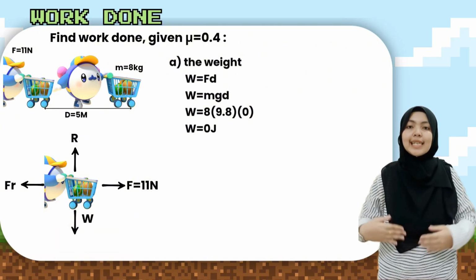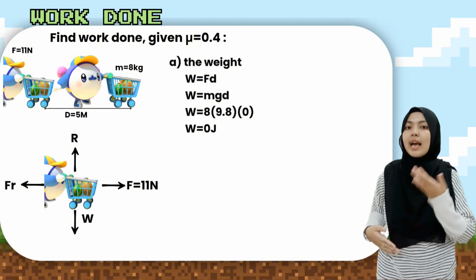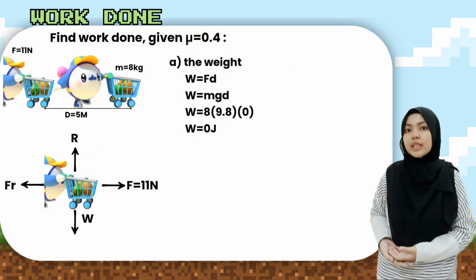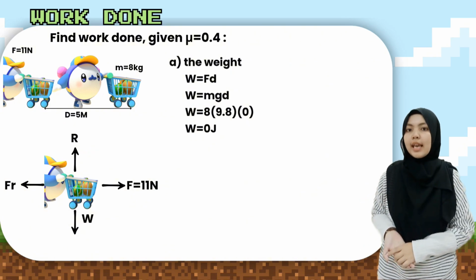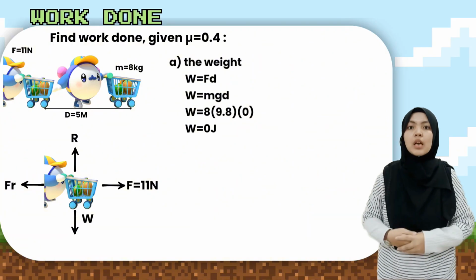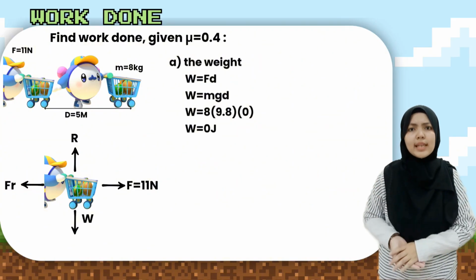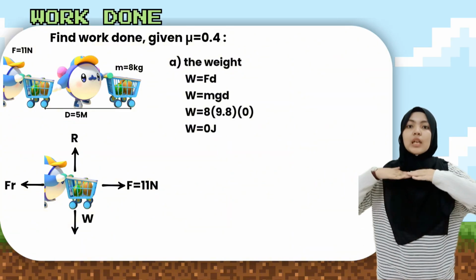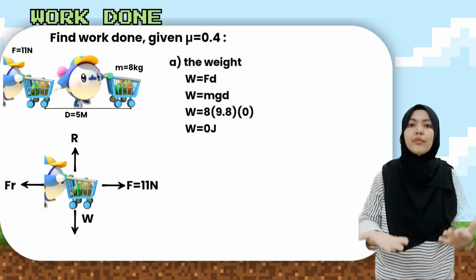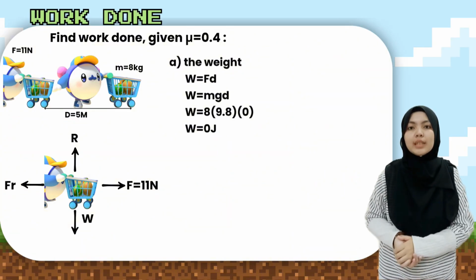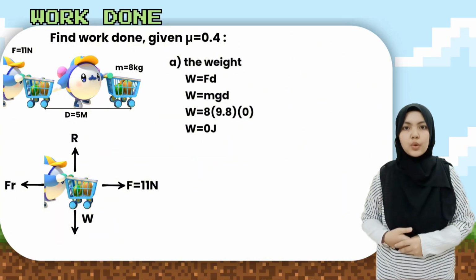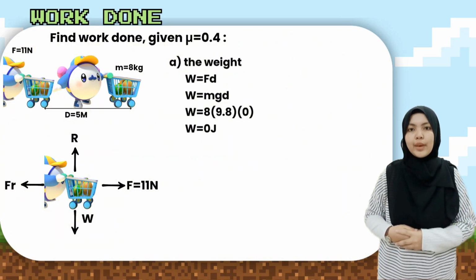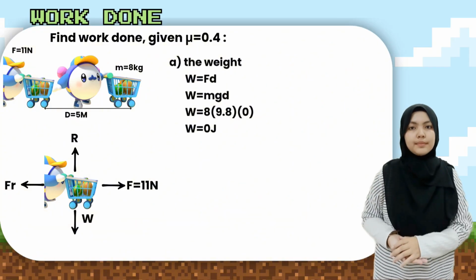So we get W equal to mgd. From this we can insert the information given, which is m equal to 8 kg, g is the acceleration of gravity, which we use as 9.8, and for the distance we put in 0. So why 0? We use 0 because the trolley is moving horizontally. So there is no moving upward or downward. That's why the distance is 0. So from this we get that the work done for the weight is 0 joule.